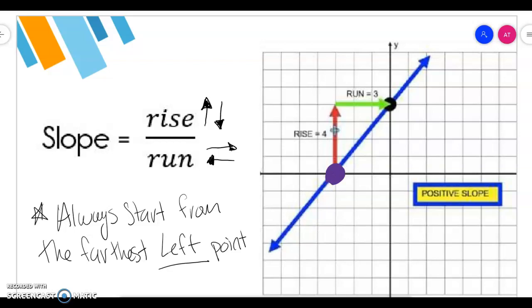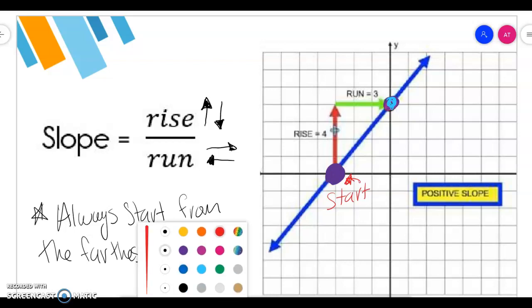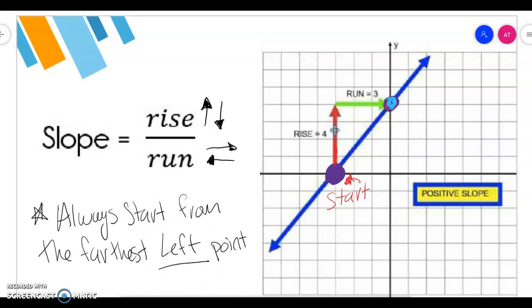So we found our first point, which is right here. We need to get to our second point, which is all the way up here. So how we're going to do that is we're going to start here from our furthest left point. In this case, they already kind of solved it for us. We're going to go straight up all the way until the line where our other dot is. And from that point, we're going to run all the way to the other point.